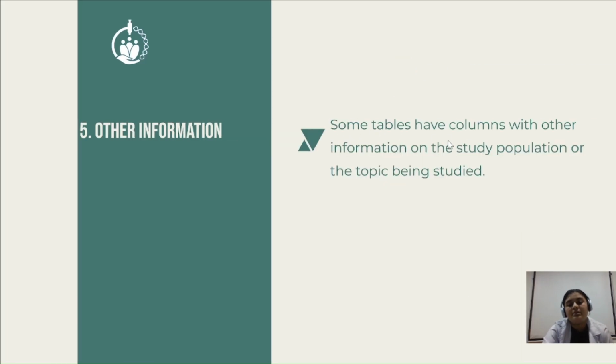Other information, some tables have columns with other information on the study population or the topic being studied. Obviously, as mentioned previously, these were some of the things that need to be discussed. Other than that, those were the prerequisites, but it might not be necessary for each study that you undertake to have the same variables. There might be different variables that need to be studied overall, and those are things that need to be addressed. For example, if something is common in 5 to 6 studies, you need to ensure that it is in the data extraction table and the baseline characteristic table.